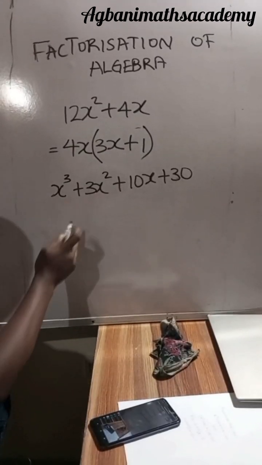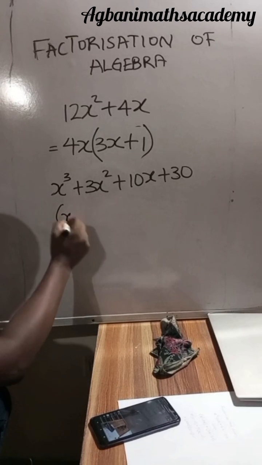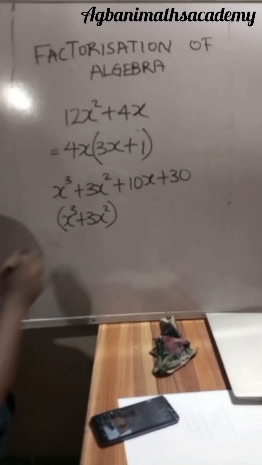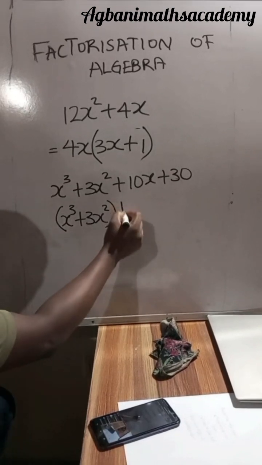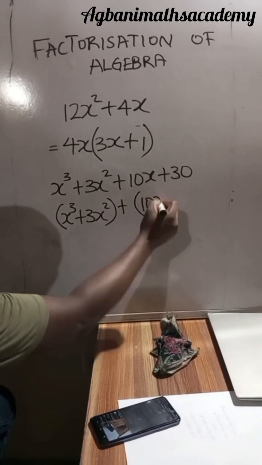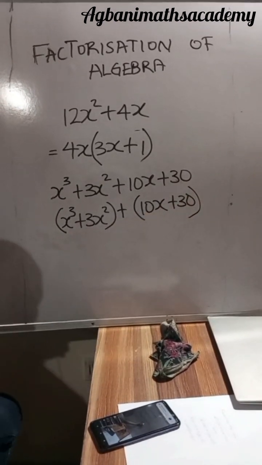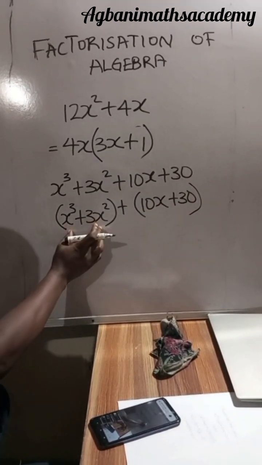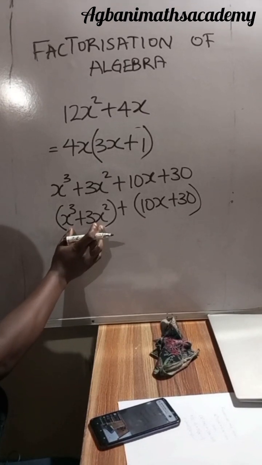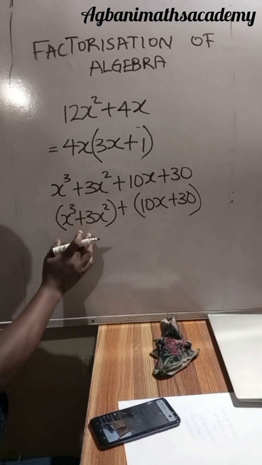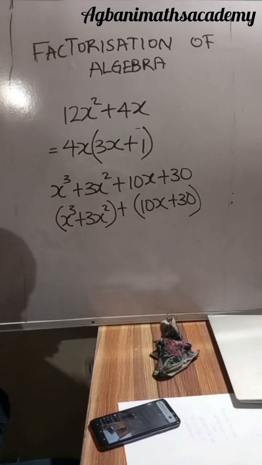Let's consider this group. Let's bring them together. x raised to power 3 plus 3x raised to power 2. So we have it in one group, plus 10x plus 30, second group. Okay? So now let's focus on this group. Looking at this group, what is common between x raised to power 3 and 3x raised to power 2?